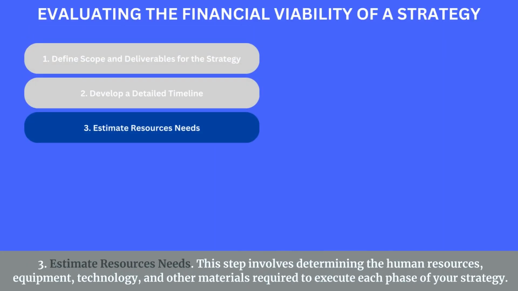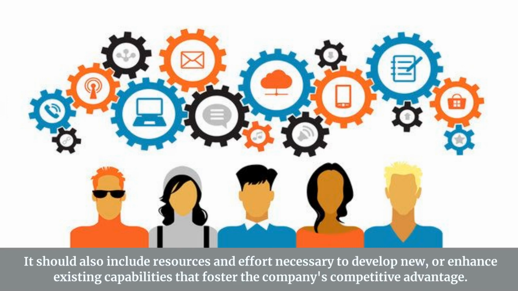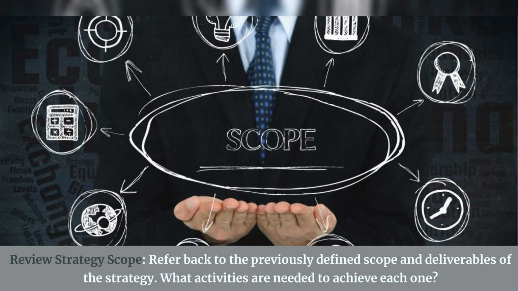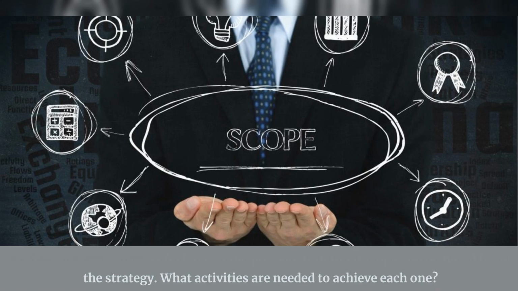3. Estimate resource needs. This step involves determining the human resources, equipment, technology, and other materials required to execute each phase of your strategy. It should also include resources and effort necessary to develop new, or enhance existing capabilities that foster the company's competitive advantage. Review strategy scope. Refer back to the previously defined scope and deliverables of the strategy. What activities are needed to achieve each one?